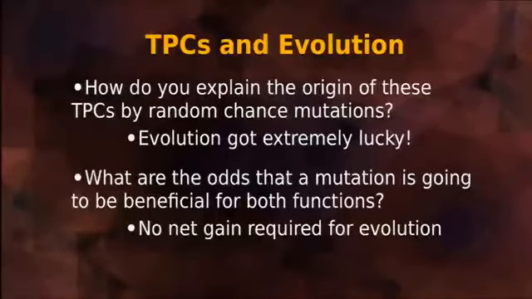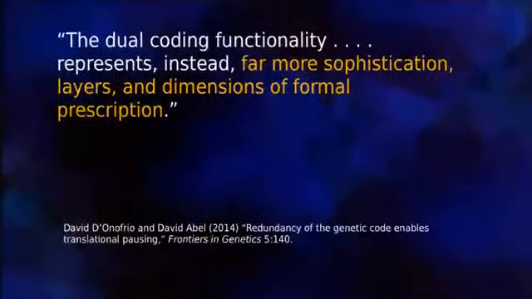And again, the researchers involved in this said the dual coding functionality represents instead far more sophistication, layers, and dimensions of formal prescription. Tell me how sophistication comes about by random chance, okay? It doesn't. It requires a designer. This is design. This is not disorder.